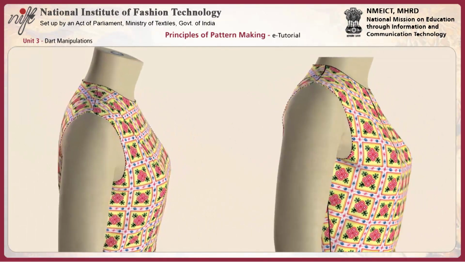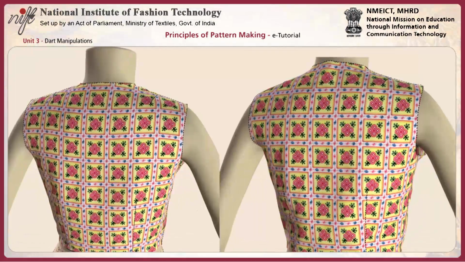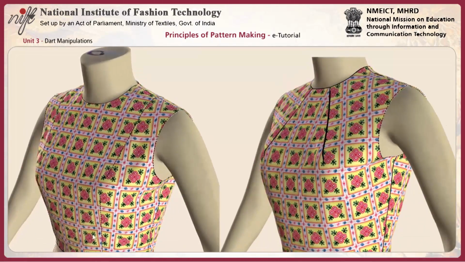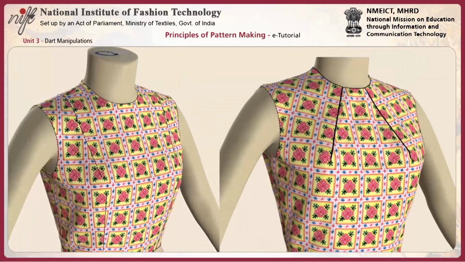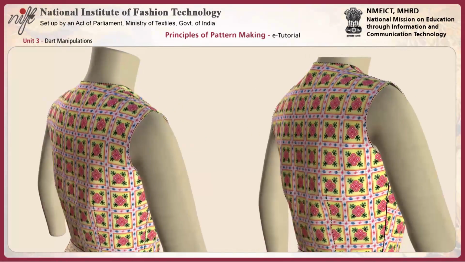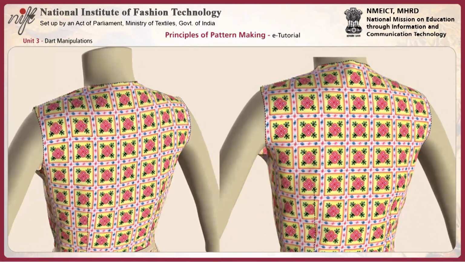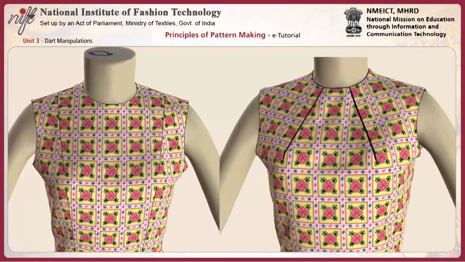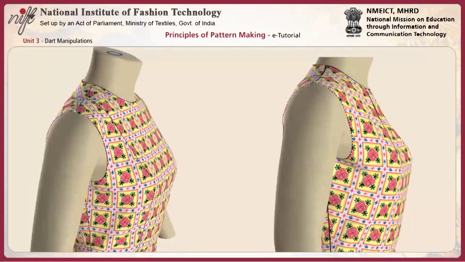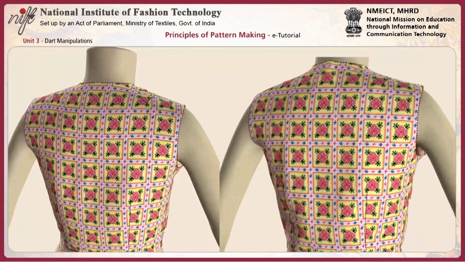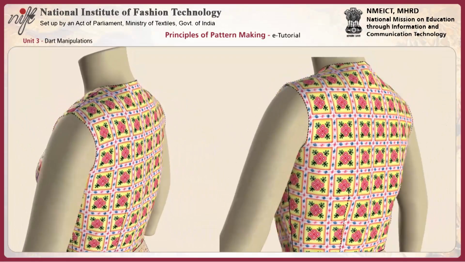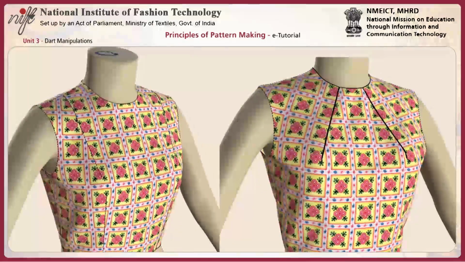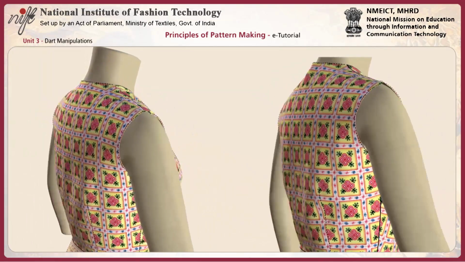When we consider these two models, in the first design, there is a shoulder and waist dart at the front and back bodies. In the second design, there is a neckline dart at the front, and there is a shoulder dart and waist dart in the back bodies. Both the models give similar fittings.